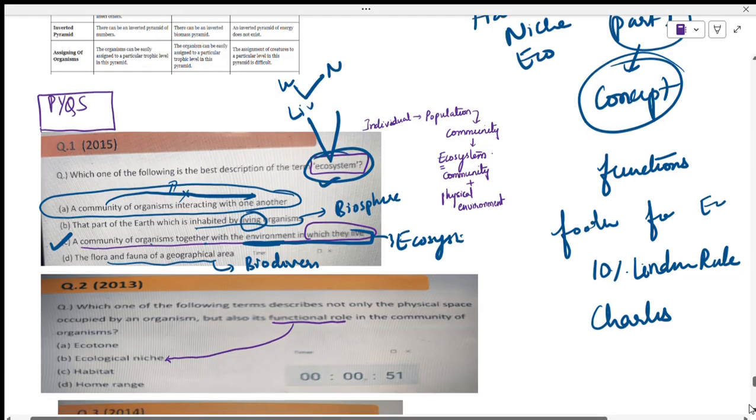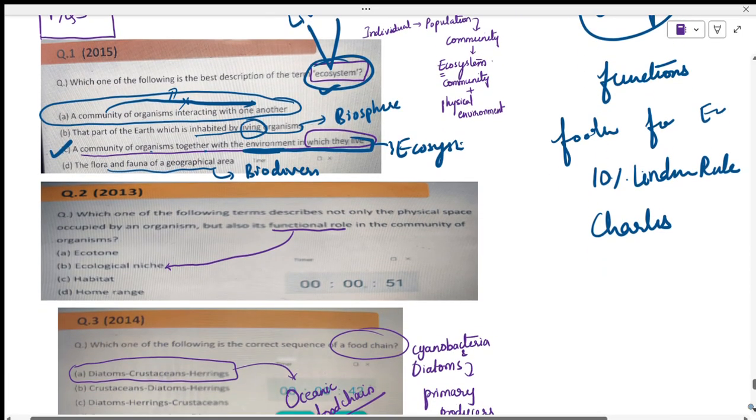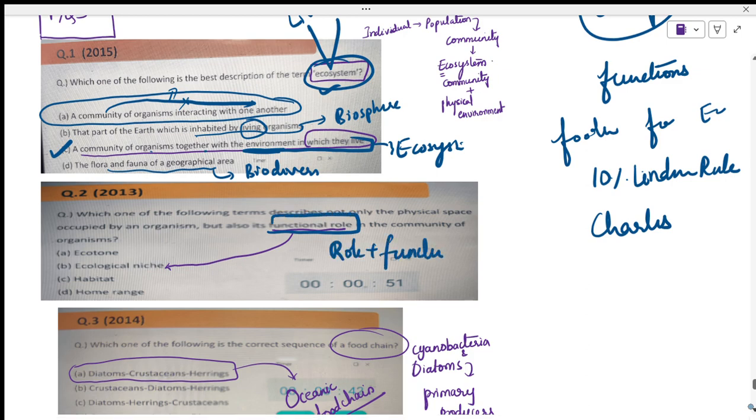Then, functional role. So whenever you see role plus function, just go for niche. Okay, what type of niche? Ecological niche. Which one of the following is the correct sequence of a food chain?